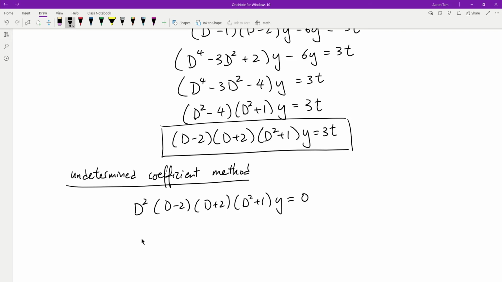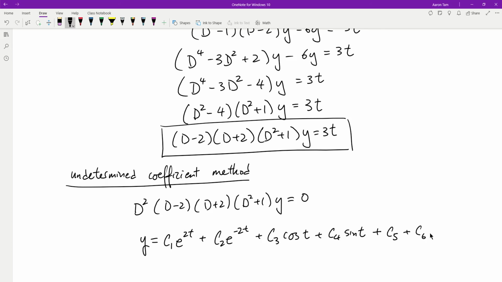Therefore our solution y should have the following general form: c1 e to the 2t plus c2 e to the negative 2t. That's from d minus 2 and d plus 2. D squared plus 1 has two imaginary roots, plus or minus i, so that generates c3 cosine t plus c4 sine t. D squared will generate two other roots, which will be the undetermined coefficients that we try to figure out, and that will be c5 plus c6 t.